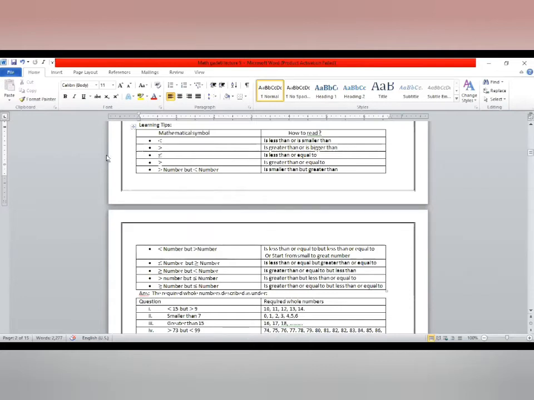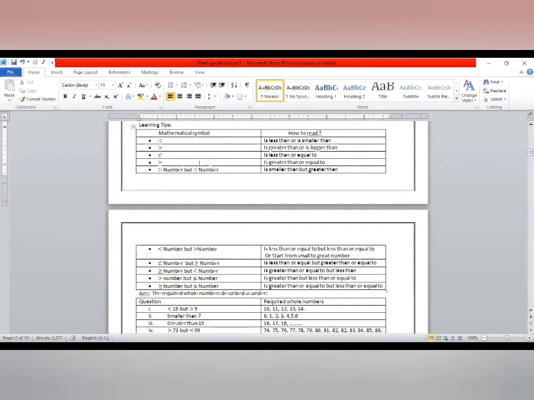Dear student, the first sign, the right opening, is less than or smaller than. Second, the left opening is greater than or bigger than. And this sign consists of two meanings. First, it is right opening, so it is less than. And second, equal. So how do we read it? We will read it as less than or equal to, or you can say smaller than or equal to.